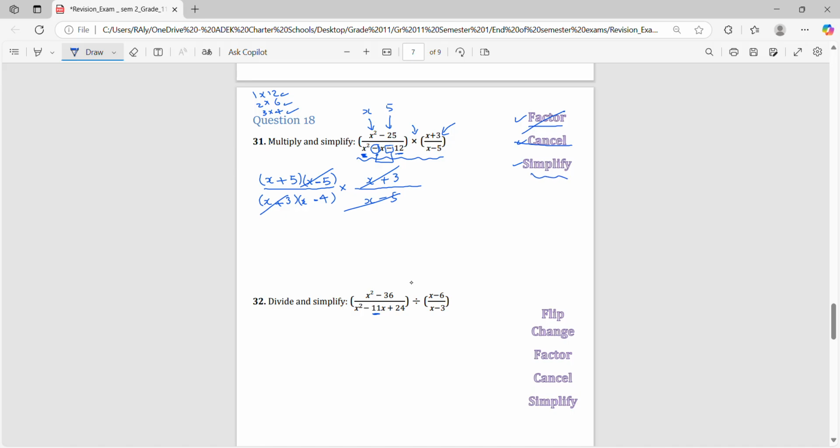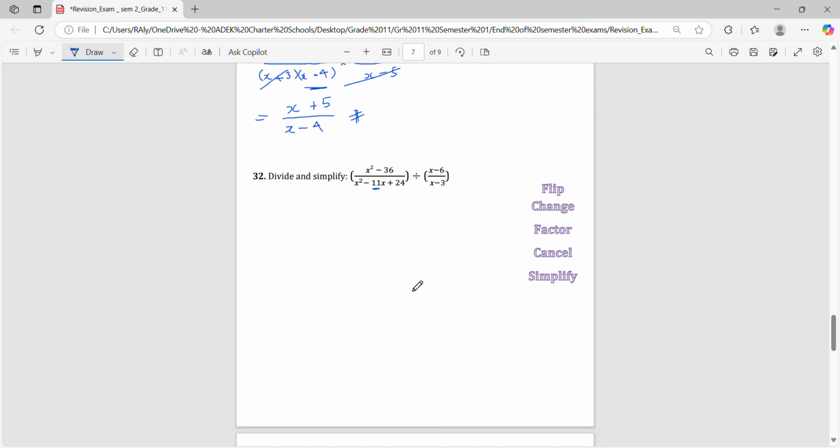Go to simplify. Simplify means rewrite your answer without the cancelled factors and just put the remaining factors. I have one remaining factor in the numerator, which is x plus 5. And the remaining factor in the denominator is x minus 4. So the final answer is x plus 5 over x minus 4. This is the simplest answer of my first question.